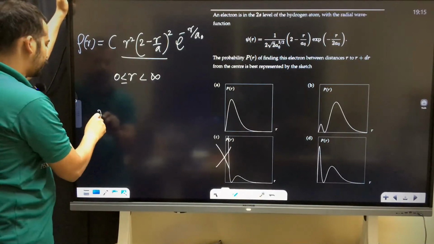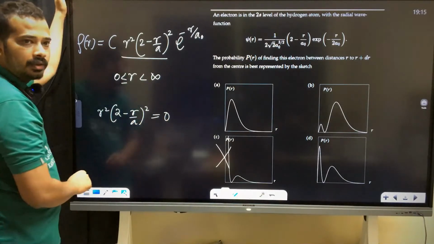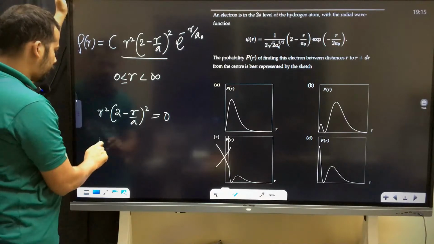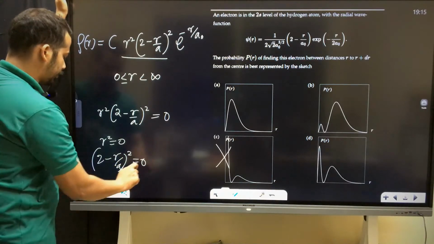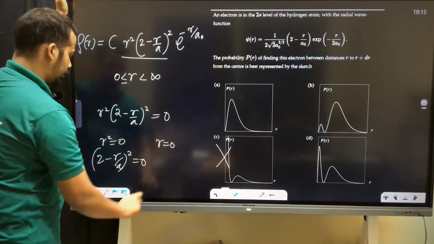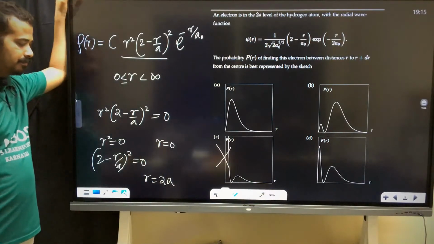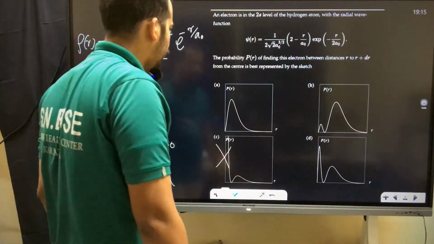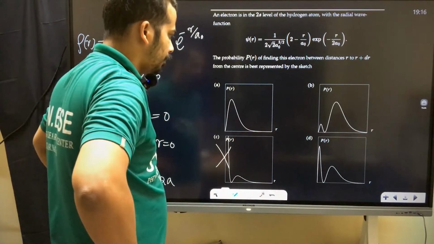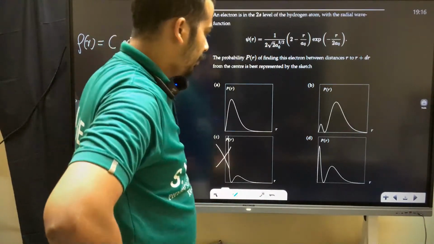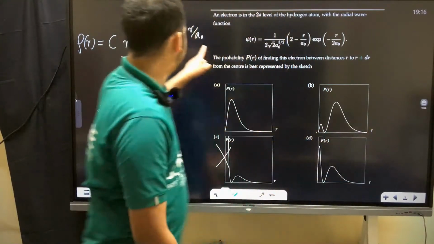You just equate this to 0. r square into 2 minus r by a, the whole square, equal to 0. r square equal to 0, and 2 minus r by a, the whole square, equal to 0. So r equal to 0, and r is equal to 2a. At 0 it should be 0, and at one more point it should be 0. But both options have a 0 at 0, at one more point, and at infinity. At infinity it is 0 because of the exponential.